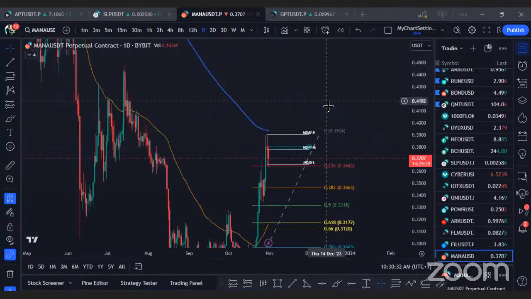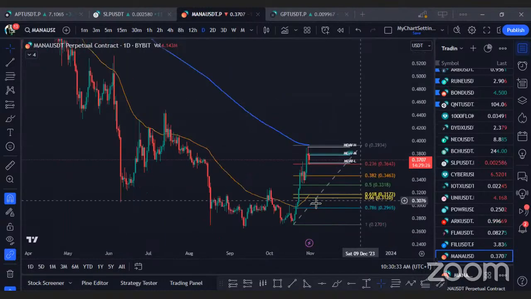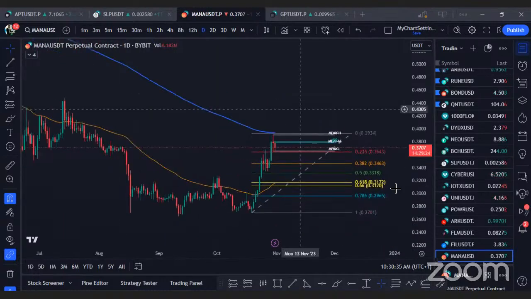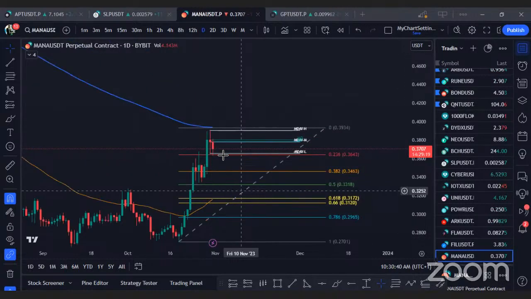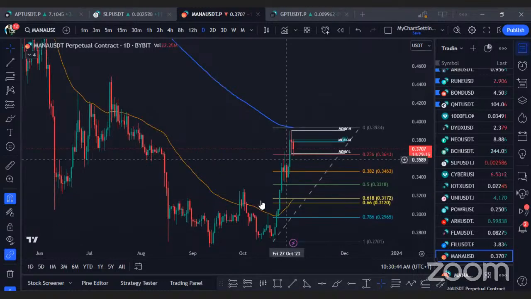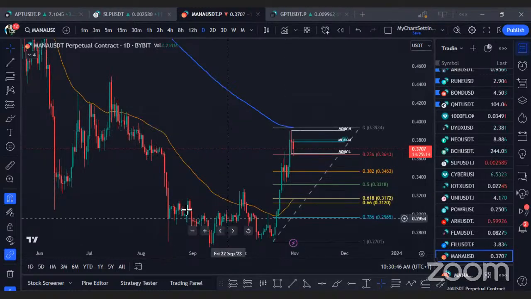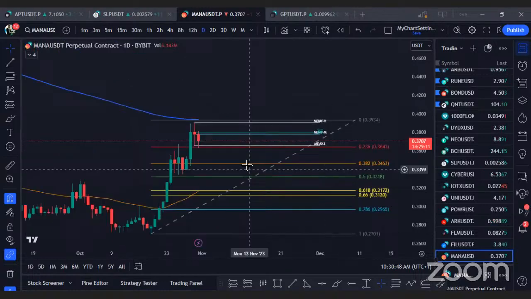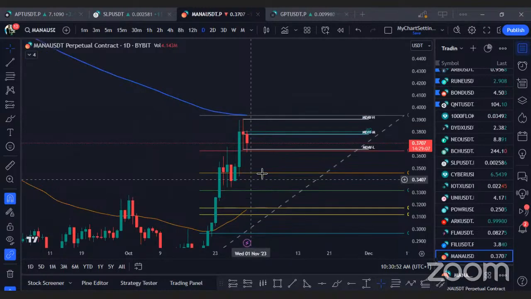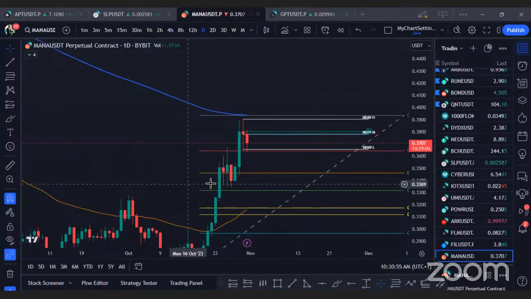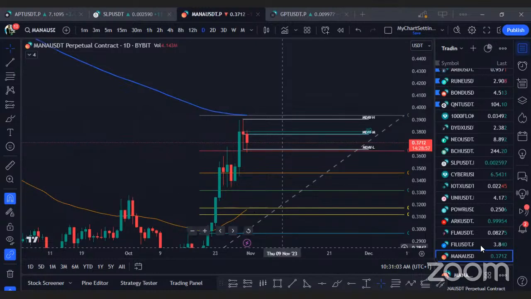Okay, so we rejected at that 200 moving average. For Bana, let's see how far this rejection can go, guys. If we get it at the 382, that could be a good area to enter a long trade. Okay, 382 could be a good area, or even the 50% level, or even the golden level, guys.